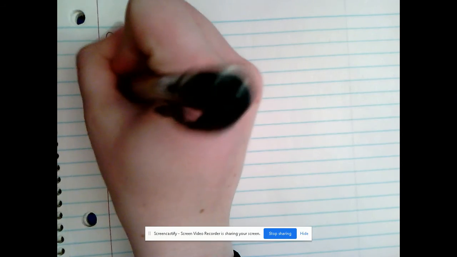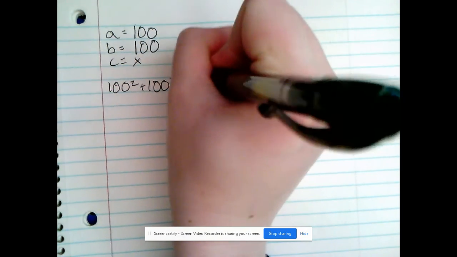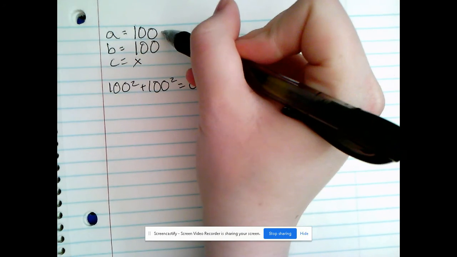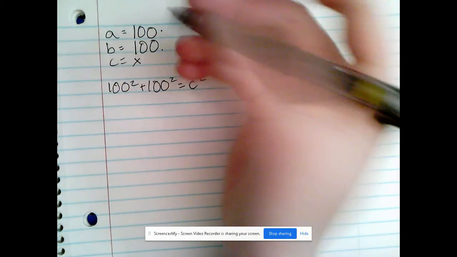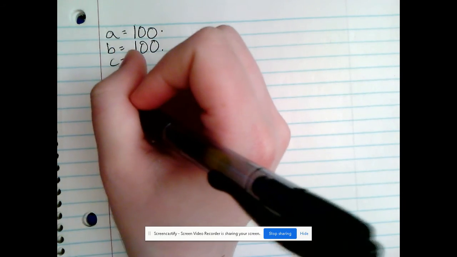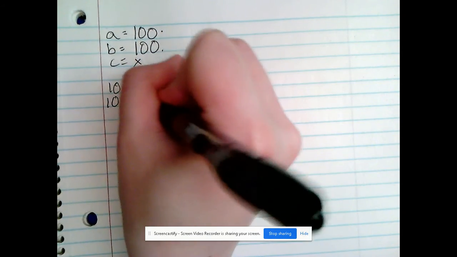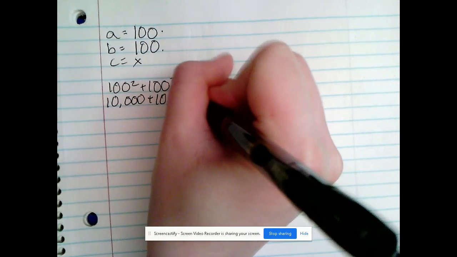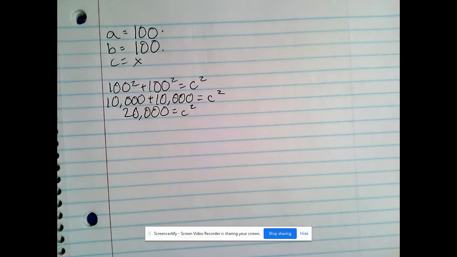With Pythagorean theorem, we have 100 squared plus 100 squared equals c squared. Our leg 1 squared plus our leg 2 squared equals our hypotenuse squared. So 100 squared gives us 10,000. So we have 10,000 plus 10,000 equals c squared. We add those together. We get 20,000 equals c squared.